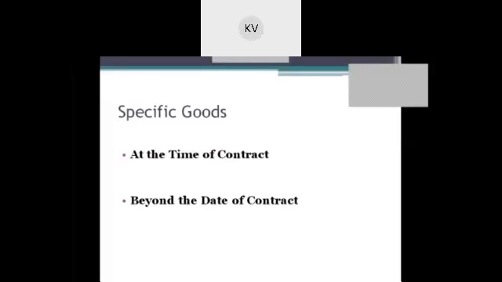Beyond the date of contract: goods not in a deliverable condition. If it is not in the deliverable condition, what will happen? Where there is a contract for the sale of specific goods not in a deliverable condition, that is, the seller has to do certain activities to bring the goods into deliverable condition like painting, quality checking, weighing, etc., then the ownership does not pass till such activities bringing them into deliverable condition are completed.